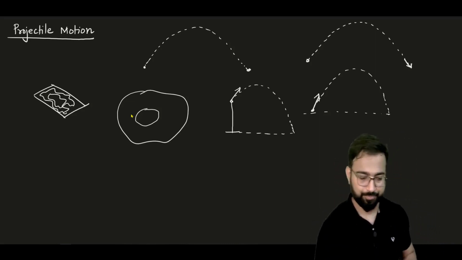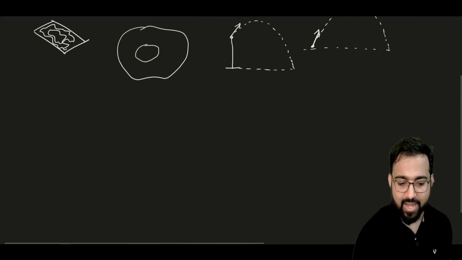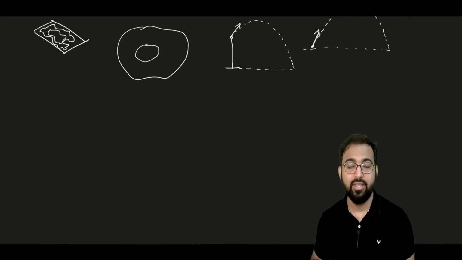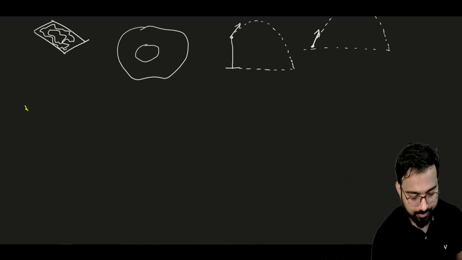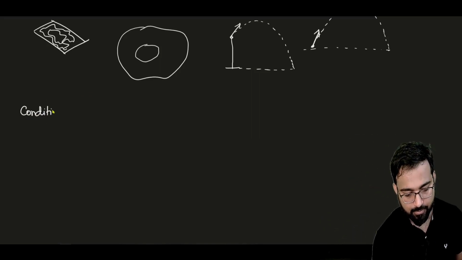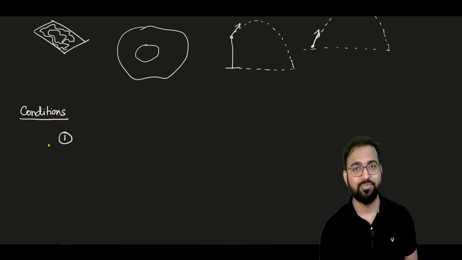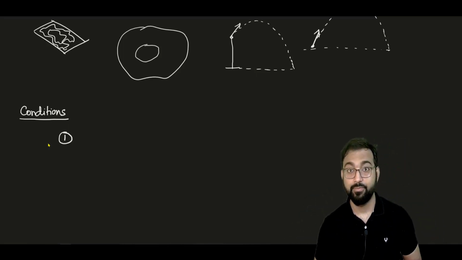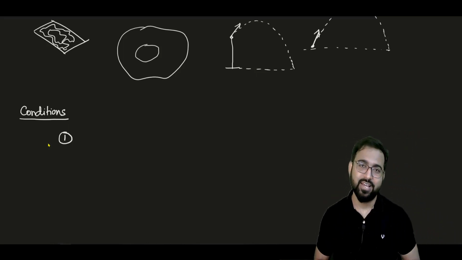Okay, let me tell you. For a motion to be projectile, there are two conditions. You should be looking for two conditions in which a motion can be categorized as projectile motion. The first condition is very important. Always look for this first condition. If this first condition fails, we don't even need to look at the second condition.